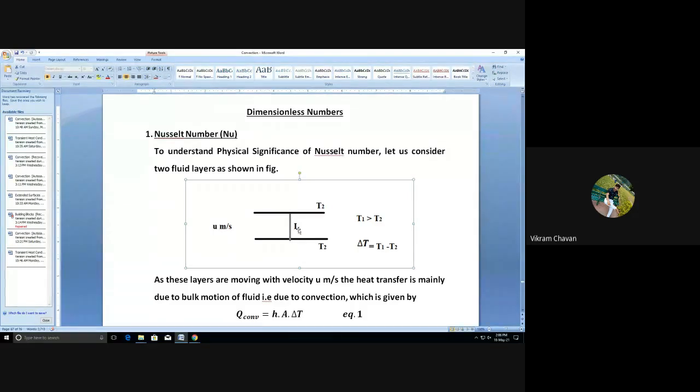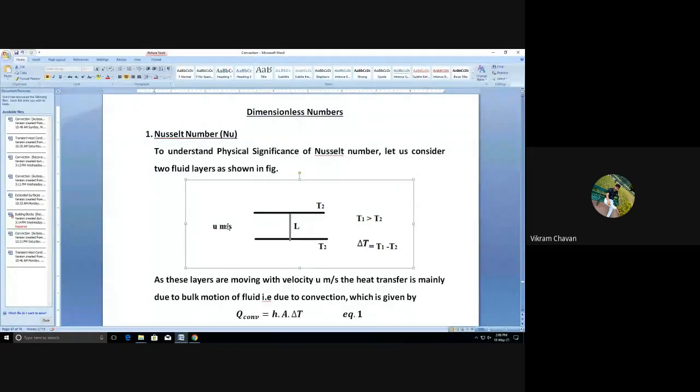Here I have made a mistake: I provided T2 temperature to both the layers, but consider this bottom layer having the temperature T1 and the top layer having the temperature T2. T1 is the bottom layer temperature and T2 is the top layer temperature. Initially we are going to consider that both the layers are moving with u meter per second velocity.